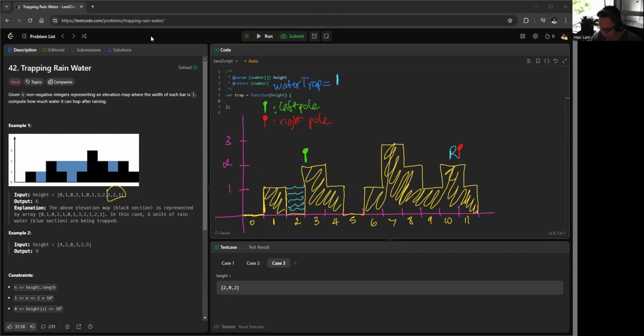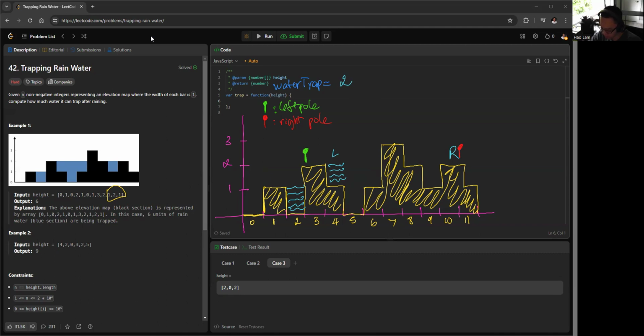Now because the left and the right have the same height, I will just go ahead and move the left here, right? Because the height of the left pointer is lower than the height of the left pole, there must be some water trapped, which is this part right here. Which is 2 minus 1, which is 1, plus 1. So we have 2 here, right?